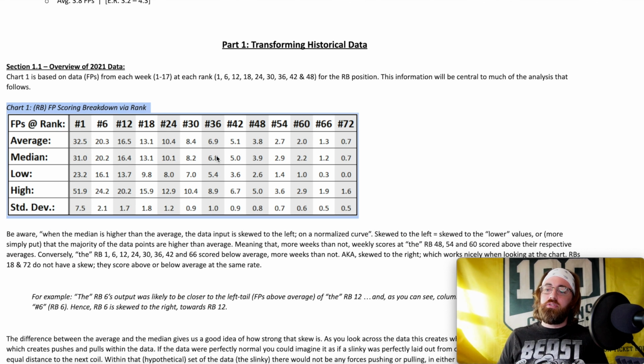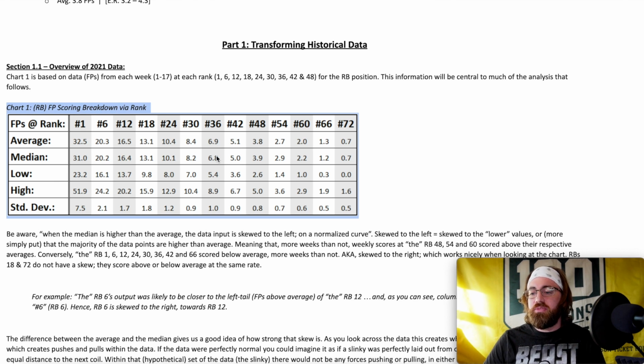An initial observation from that would be that most weeks there are probably fewer than 18 running backs who separate themselves from the rest of the position. A gap forms around the RB18, aka around 13 to 15 fantasy points, probably.